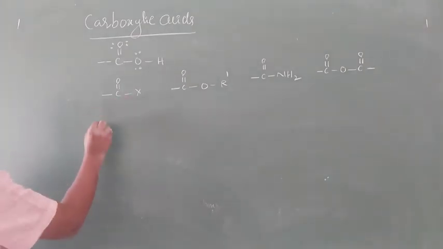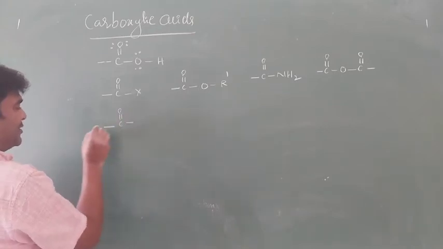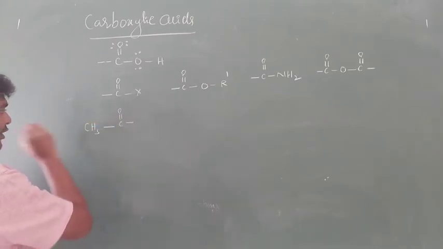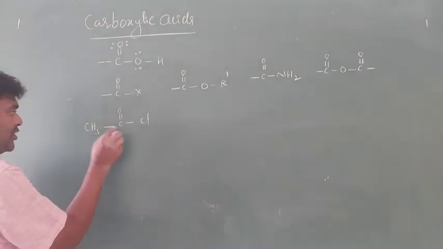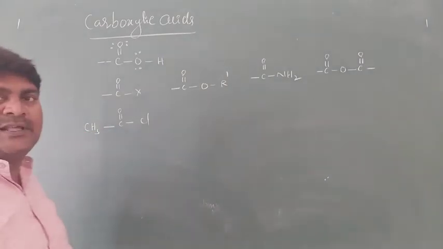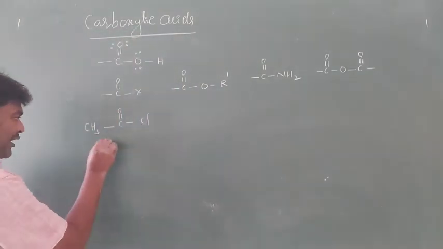Suppose if you take this one, C double bond O and, suppose, CH3 and Cl. What is this IUPAC name? How many carbons are here? Two carbons. Ethane plus oyl, ethanoyl chloride. It is ethanoyl chloride.